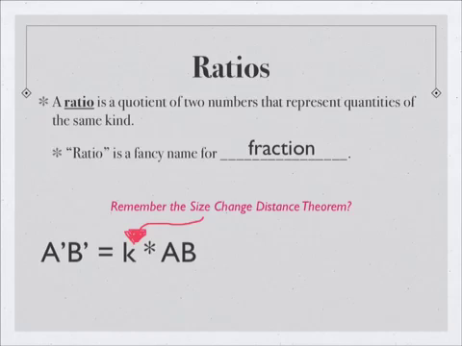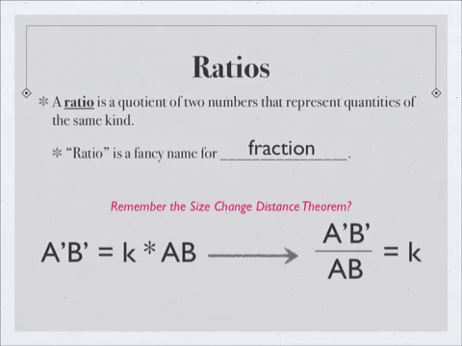Okay, let's take this here and rearrange it. If I wanted to solve that for k, if I wanted to get k by itself, how could I get rid of the ab over here? How could I get rid of that? Divide it, right? If I did that, it would be something like this.